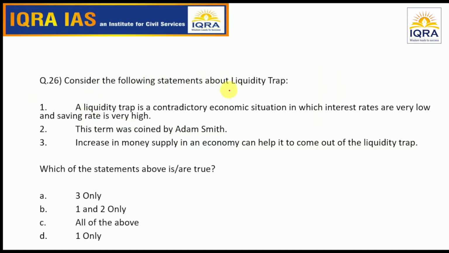Consider the following statements about liquidity trap. Number one, a liquidity trap is a contradictory economic situation in which interest rates are very low and saving rates are high. The term was coined by Adam Smith. I don't think so. Increase in the money supply in an economy can help it to come out of the liquidity trap. I think the word here should be contractionary. So it's a kind of economic situation where interest rates are very low and savings are very high. So yes, this is the case, I think.